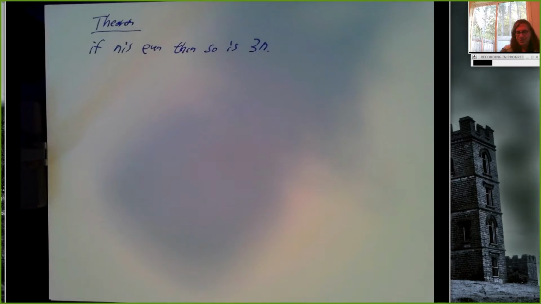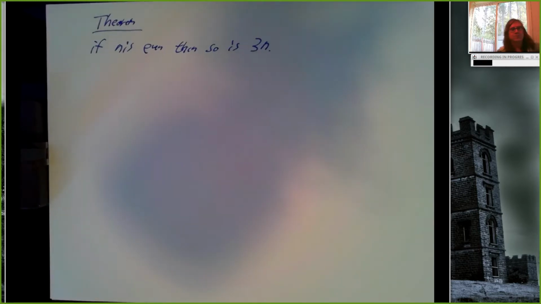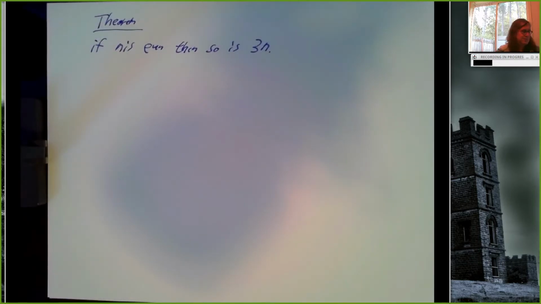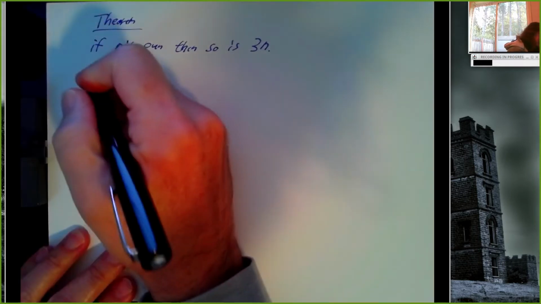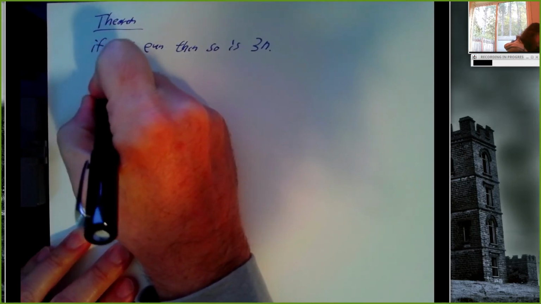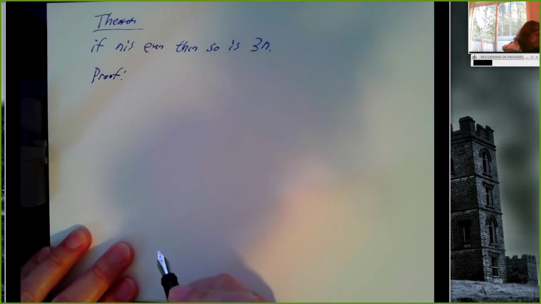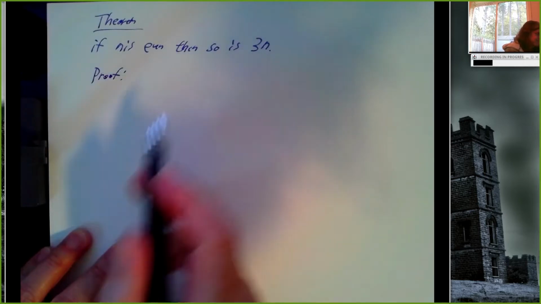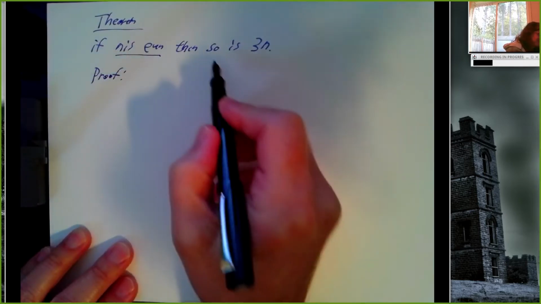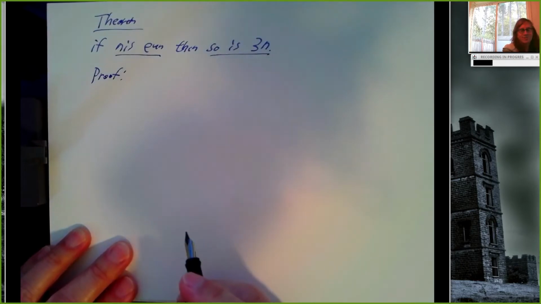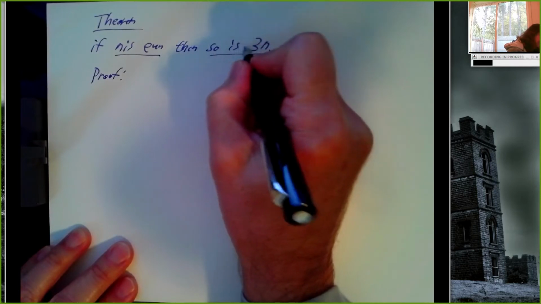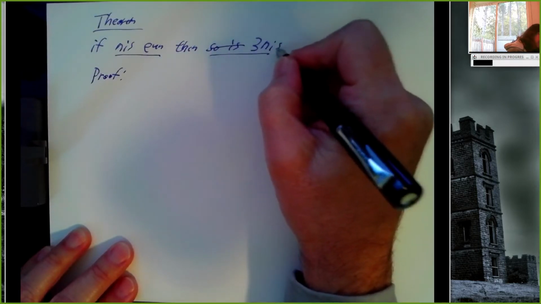And like a lot of these proofs, it's really just a matter of using the definitions and putting them into a formal framework. So let's look at an example proof. Now this is a conditional: if n is even, then 3 times n is even. That would be more formal than saying so is 3 times n. So then 3n is even.